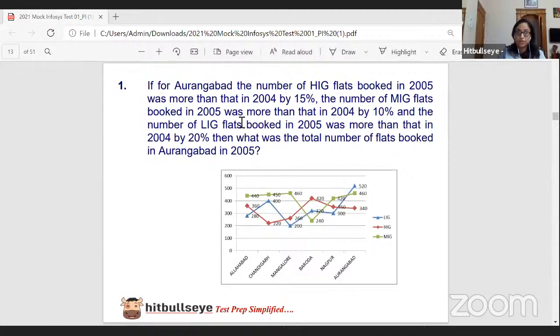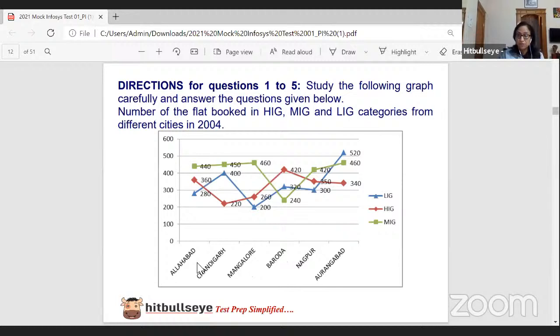Okay, so let's solve the question now. So what was the question? Let's go back and read the graph first. So the question said, the following graph mentions some number of flats booked in HIG, MIG, LIG categories from different cities in 2004, right? Now, under such a situation, you are just reading the graph properly. That's what is expected from you, right?